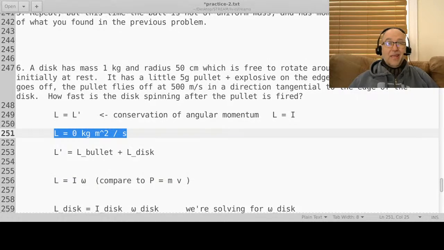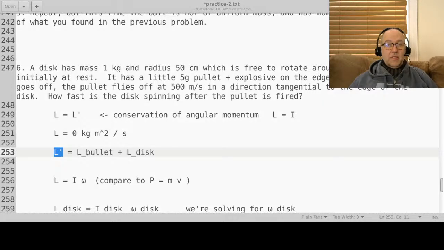Well, initially, nothing is moving. So there's no omega. Omega is equal to 0. So the initial angular momentum is 0. By the way, the units of angular momentum are kilogram meters squared per second. All right. Now, after, there are two things that are moving. The bullet is moving and the disk is spinning. Both of them will have an angular momentum.